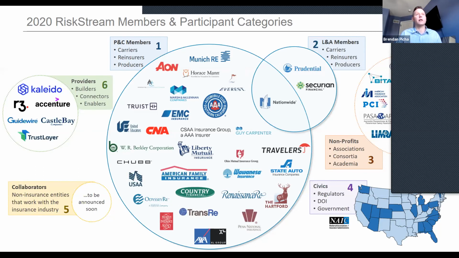And then lastly, TrustLayer. They are a startup. They recently raised about $6 million in seed funding, and they're the solution provider on the certificates of insurance use case.